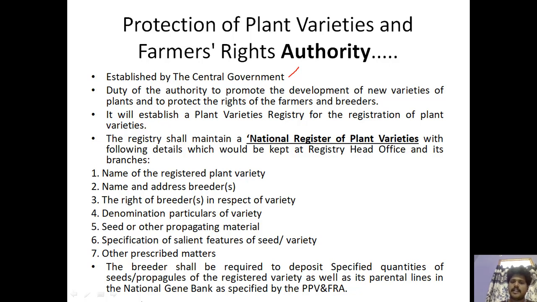The registry shall maintain a national register of plant varieties with the following details at the registry head office: name of the registered plant variety, name and address of the breeder, the right of the breeder in respect of the variety, denomination, particulars of the variety, seed or other propagating material, specifications or salient features, and other prescribed matters. The breeder shall be required to deposit specific quantities of the seeds or propagules of the registered variety as well as its parental lines in the National Gene Bank as specified by the PPVFRA.